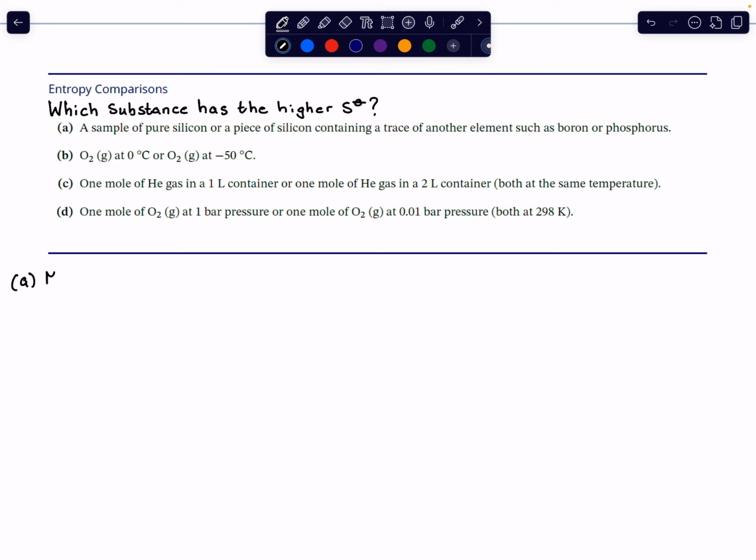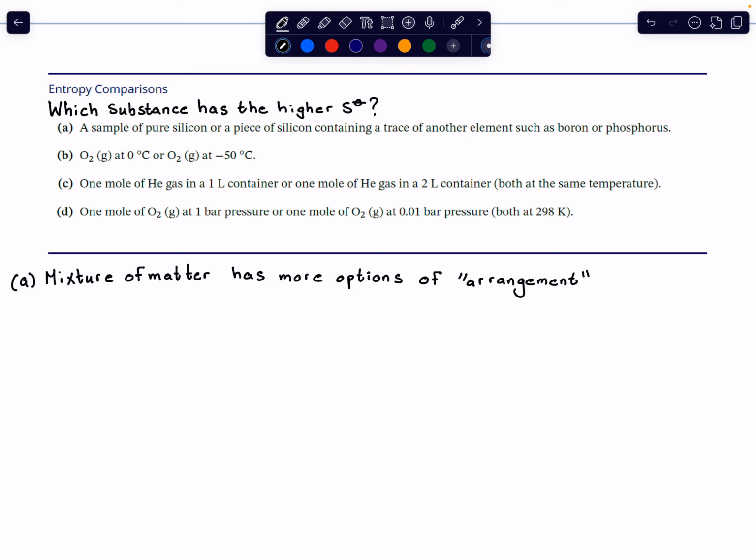So anything that is a mixture of matter has more options of, let's call it, arrangement. If you think about a crystal lattice of silicon, how the silicon particles arrange themselves in a crystal lattice will have a certain arrangement.